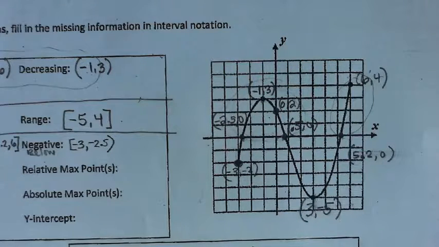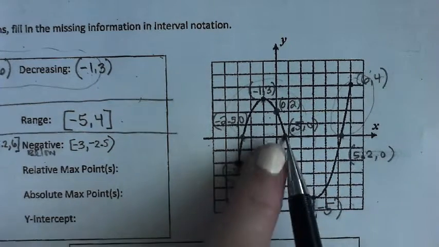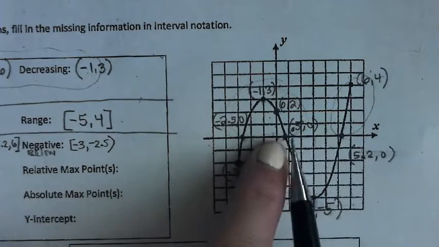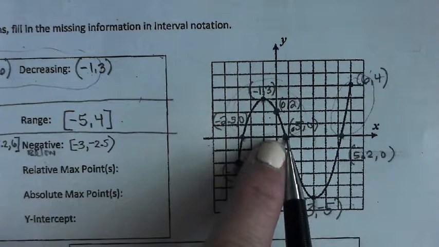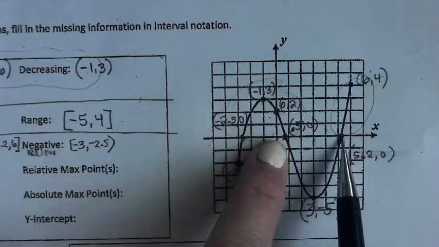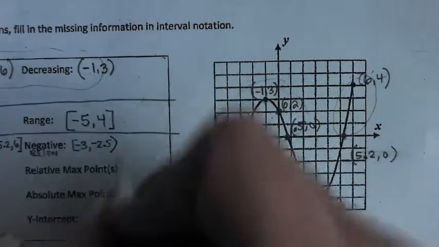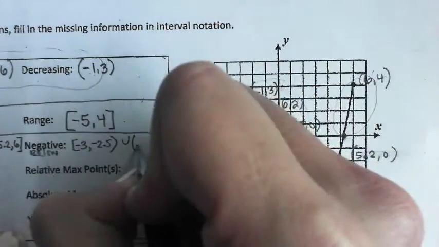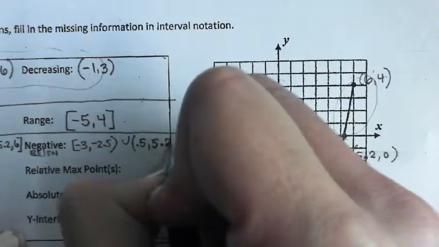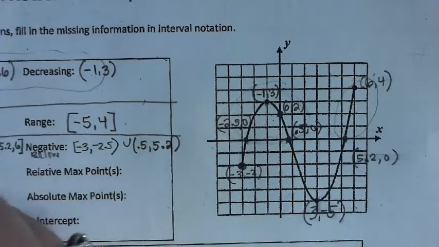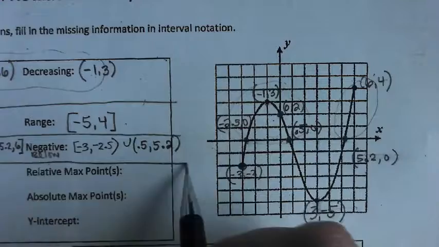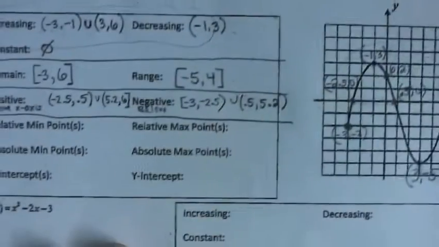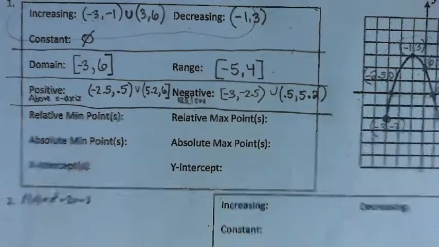Where is it negative again? Micah. From 0.5 until 5.2. Does that include 0.5? No. Does it include 5.2? Good. So they're both parentheses. Nice job. So 0.5 to 5.2. Perfect. So there's a little bit on positive and negative. Good?